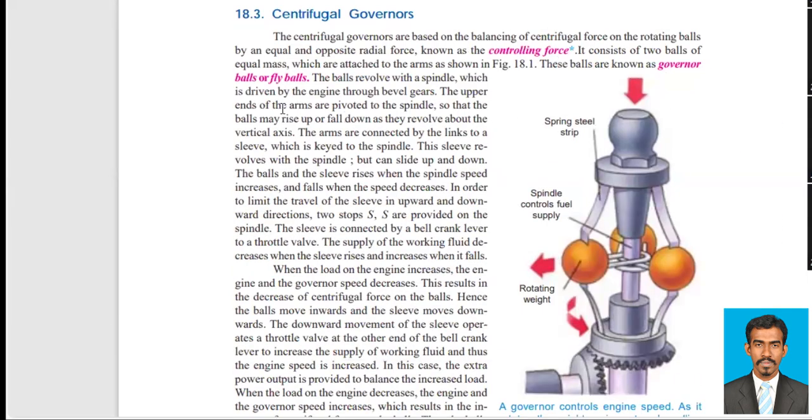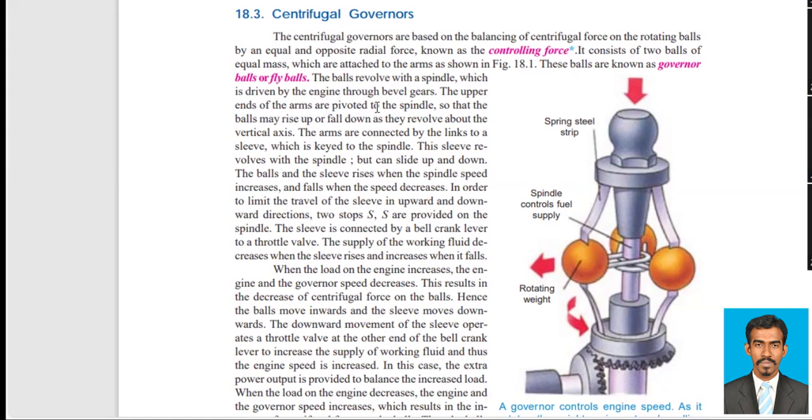These balls are also known as governor balls or fly balls, so they can be called either governor balls or fly balls. The balls revolve with a spindle which is driven by the engine through bevel gears. As we have seen in the video, they are connected with the bevel gear, and the balls revolve with the spindle that is driven by the bevel gears.